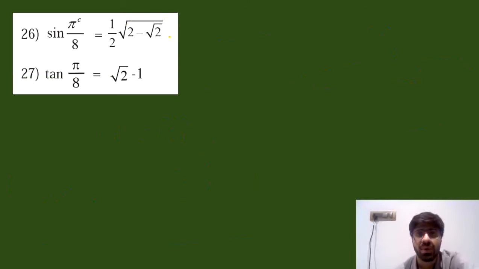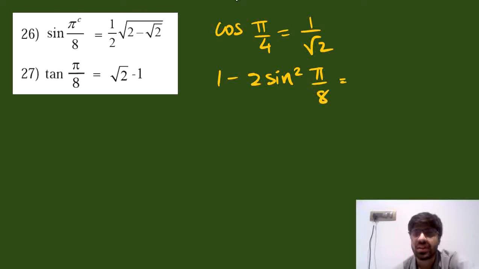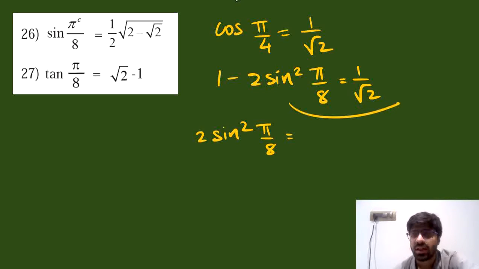Moving on, sine pi upon 8. Pi upon 8, you need to understand, is half of pi by 4. So cos of pi by 4, we all know, will be 1 by root 2, and from here itself we can evaluate both these terms. Okay, so we can say that cos pi by 4 is 1 by root 2. So 1 minus 2 sine square pi upon 8. I've used simply the half angle formula, is 1 upon root 2, and 2 sine square pi upon 8. I am taking this term on the right and this term on the left.